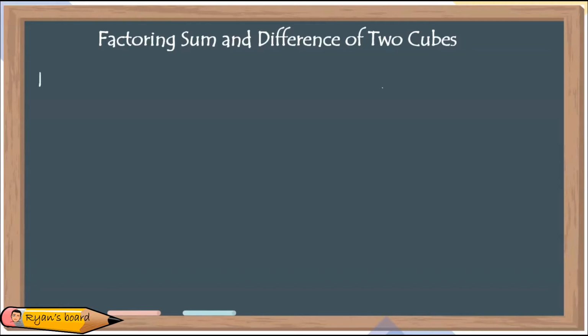Kasi, ang 1 ay merong whole number na cube root. Ang cube root ng 1 is also 1, kasi 1 times 1 is 1, 1 times 1 is 1. So, ita-times mo siya ng 3 beses to get the perfect cube. So, 1 is a perfect cube.